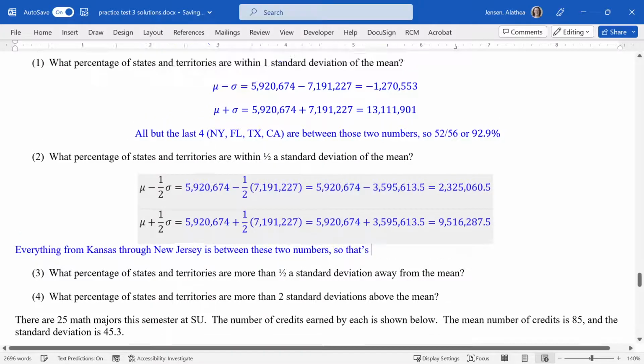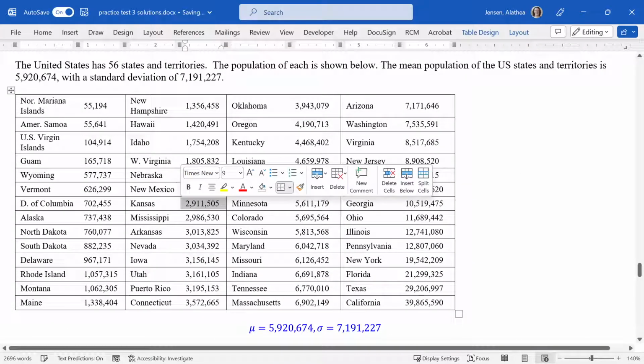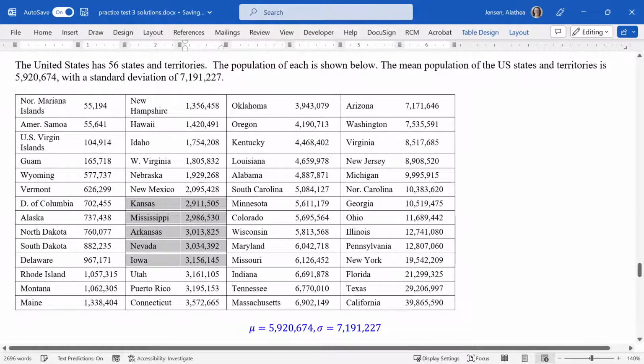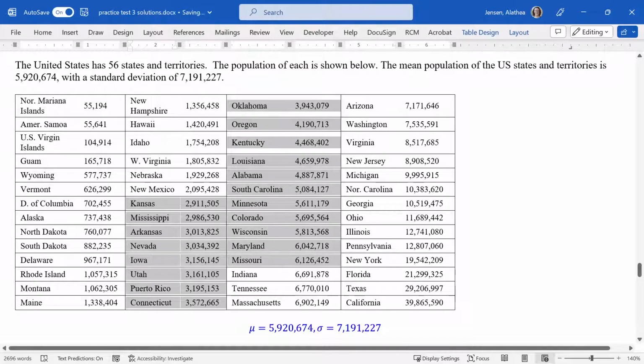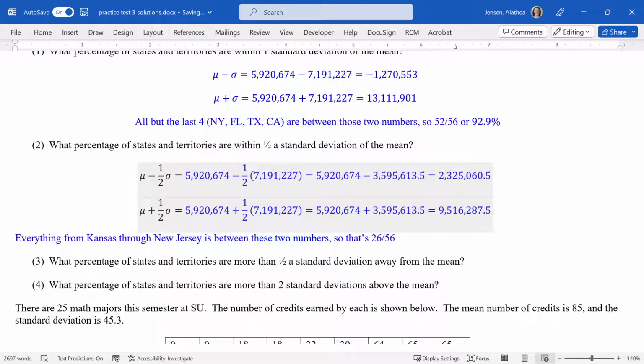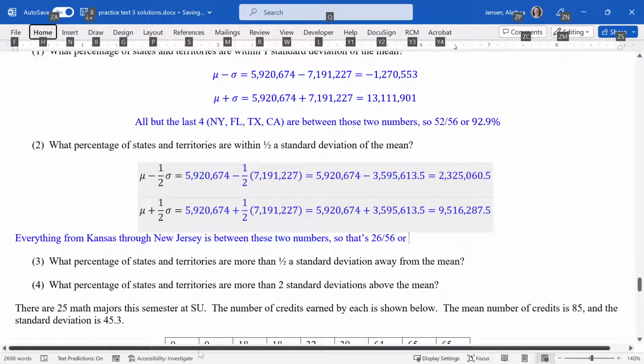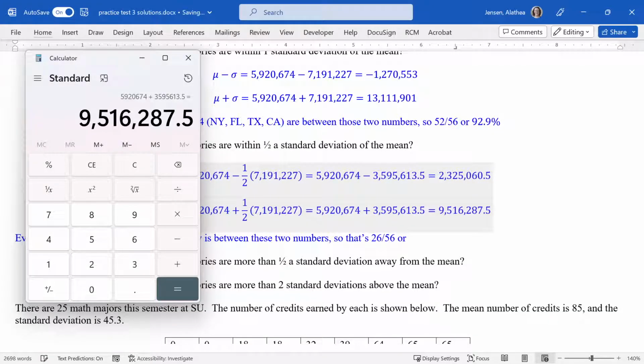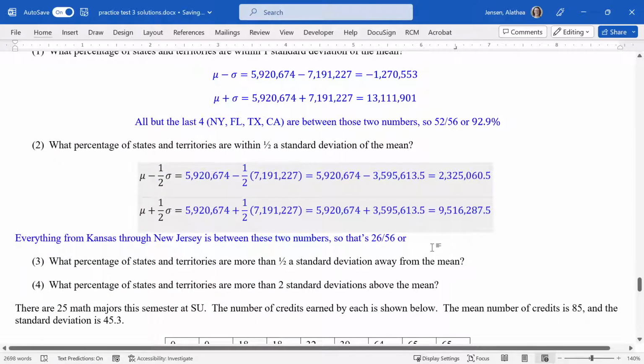So it's going to be 1, 2, 3, 4, 5, 6, 7, 8, 9, 10, 11, 12, 13, 14, 15, 16, 17, 18, 19, 20, 21, 22, 23, 24, 25, 26. So 26 out of the 56 states and territories. And if we do that as a percentage, 46.4%. All right.